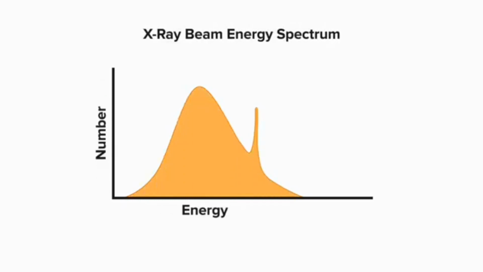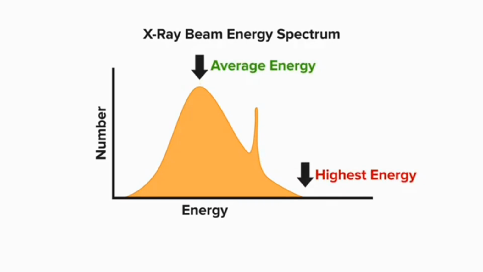The x-axis represents the different photon energies in the beam, from very low up to very high. The y-axis represents the number of photons at each of those energy levels. So what's this graph telling us? The tallest part of the curve represents the average energy of the beam. The point of the curve that's farthest to the right represents the highest energy photons. There aren't very many really high energy photons, which is why the curve is so short there.